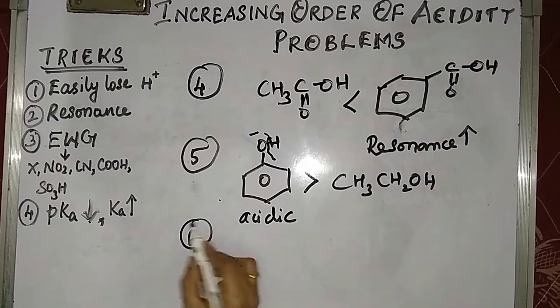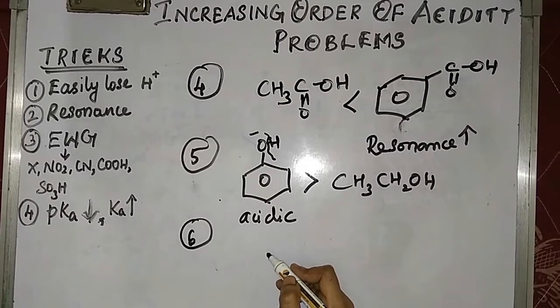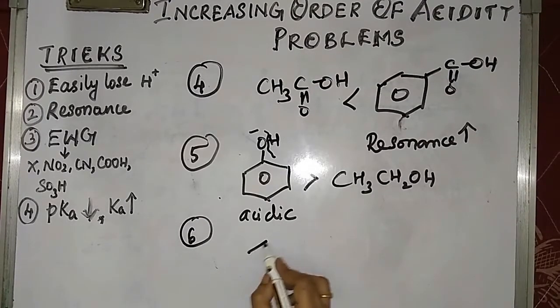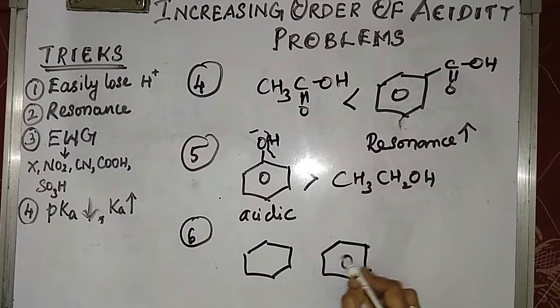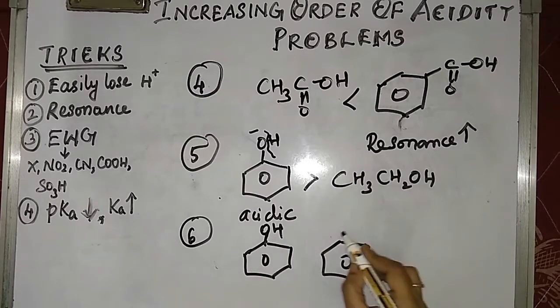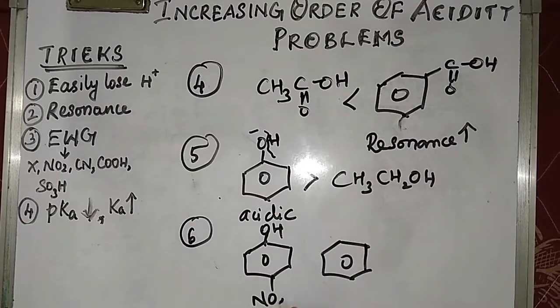And the sixth one is para-nitrophenol and phenol. Both are phenols, but I am comparing the two phenols. One is para-nitrophenol, another one is only phenol.